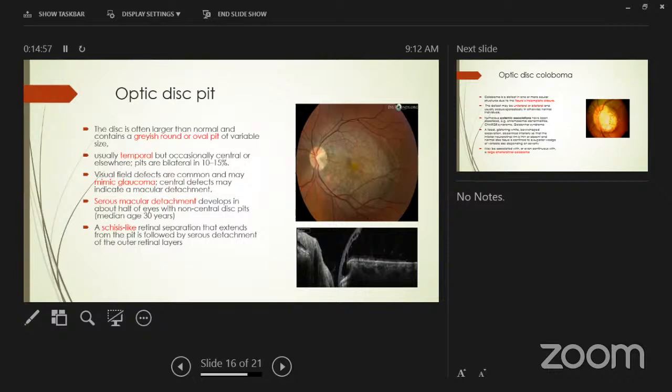Next comes serous macular detachment, which is directly associated with the disc pit. Here we can see there is excavation in the optic nerve head, which is attached directly to the retina. Here we will get a schisis-like separation between the layers, and there will be a serous retinal detachment.